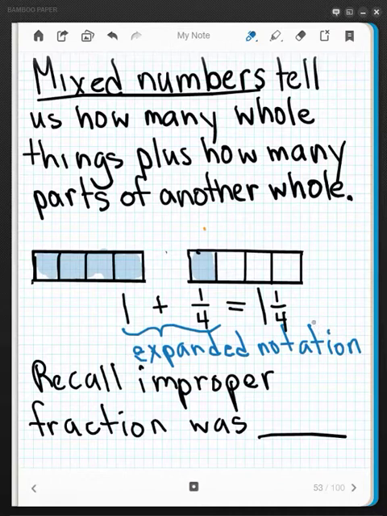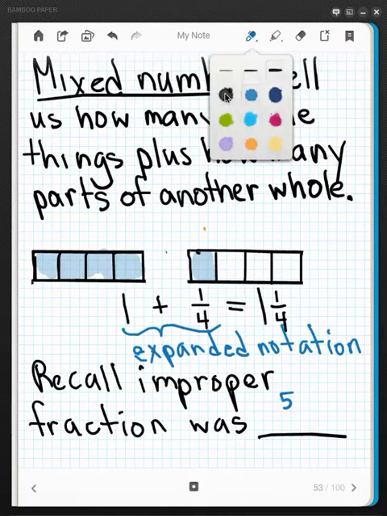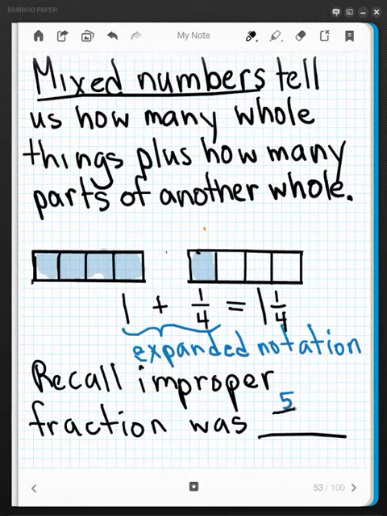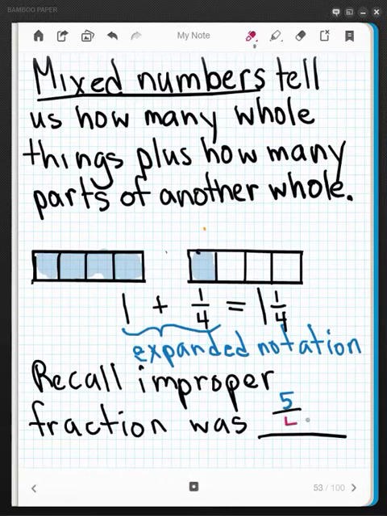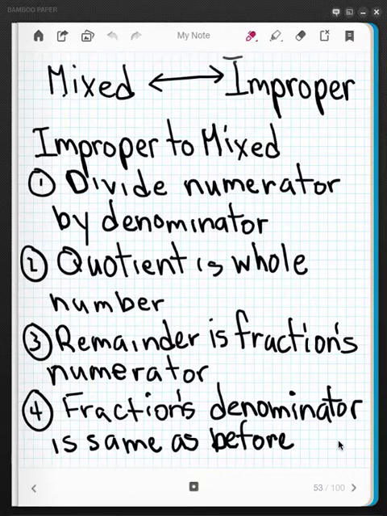So do you recall that an improper fraction could be used to represent this same picture here, where in the numerator we have the 5 representing the number of things that were shaded, and then in the denominator we tell how many pieces each thing is broken into? Each thing is broken into 1, 2, 3, 4 pieces, so the fraction is 5/4. That improper fraction is the same as this mixed number, and we are going to talk about moving between mixed numbers and improper fractions.